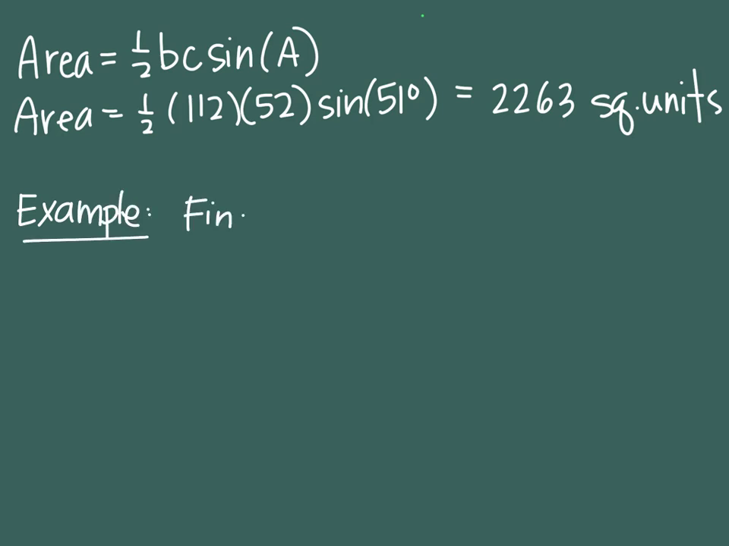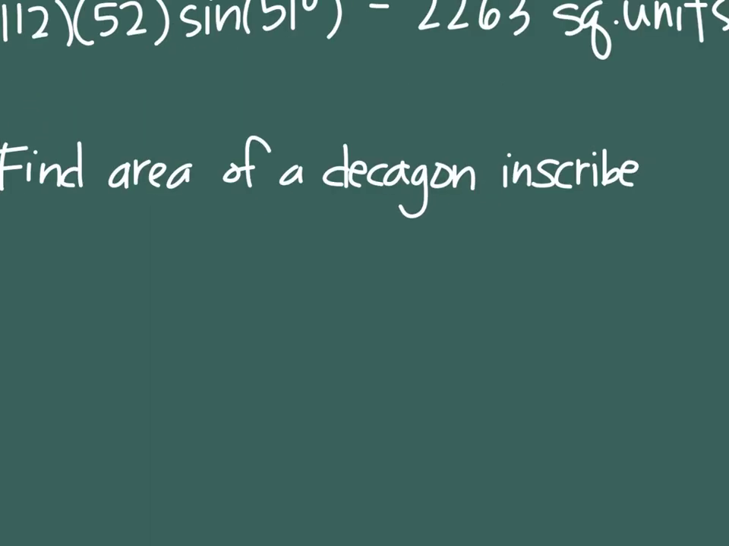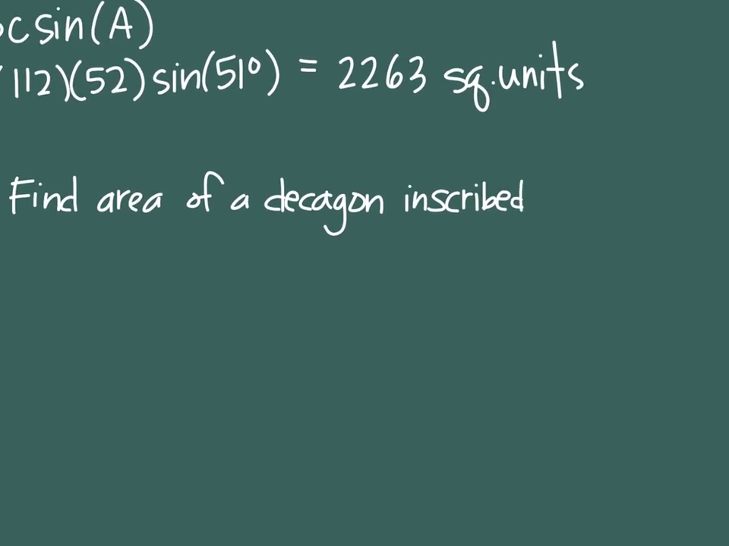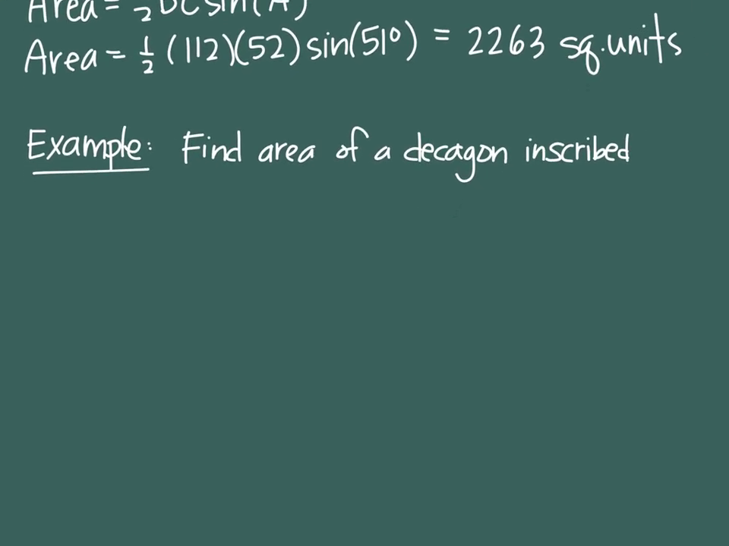All right, find the area of a decagon inscribed in a circle of radius 14. We talked a little bit about this before, 14 centimeters, kind of what this idea is. Okay, getting a circle and a decagon.